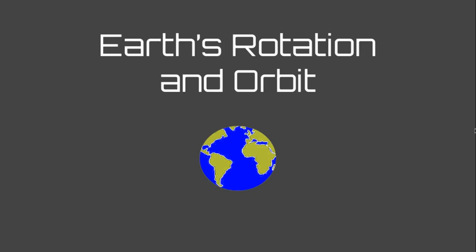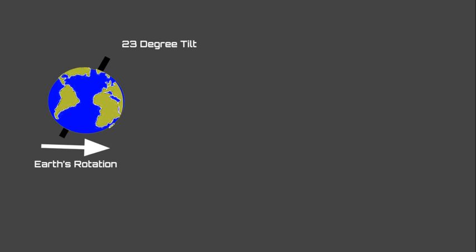In this video, we're going to talk about Earth's rotation and orbit. Earth rotates from left to right on the screen and is at a 23-degree tilt. So that's how our day-night cycle works. As it rotates, it changes the direction that it's facing the sun, and that gives us day and night, a 24-hour period.